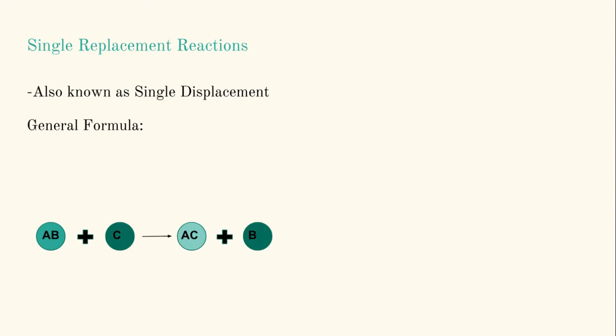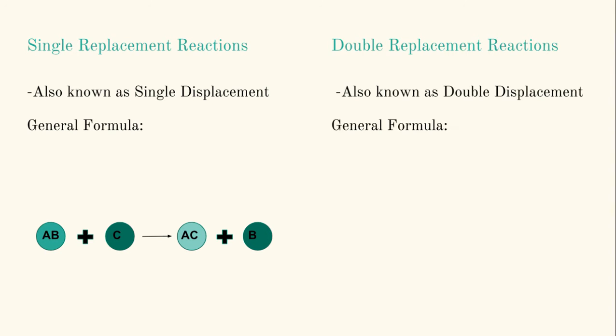Single replacement reactions, also known as single displacement, and the general formula is AB plus C yields AC plus B. Double replacement reactions, also known as double displacement, and the general formula is AB plus CD yields AD plus CB.